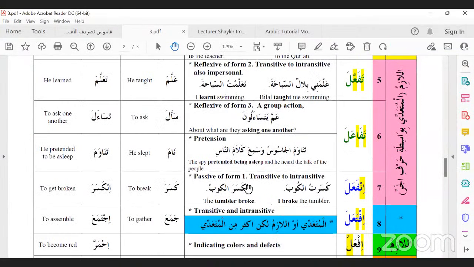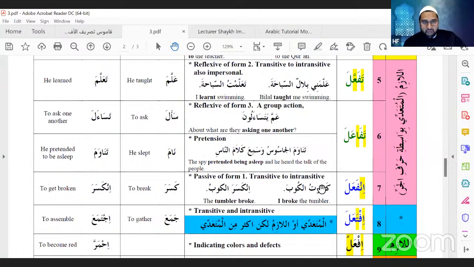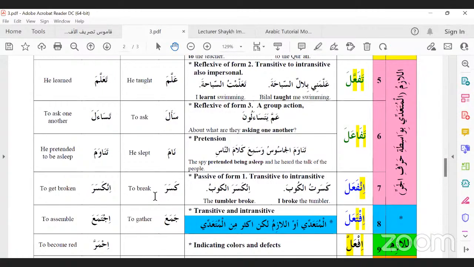So let's do the example. The passive form of form 1, transitive to intransitive. Let's read the examples. Go ahead, Shabnam. Kasara, to break; in kasara, to get broken. The example reads as kasartu al-kuba, I broke the tumbler; in kasara al-kubu, the tumbler broke.